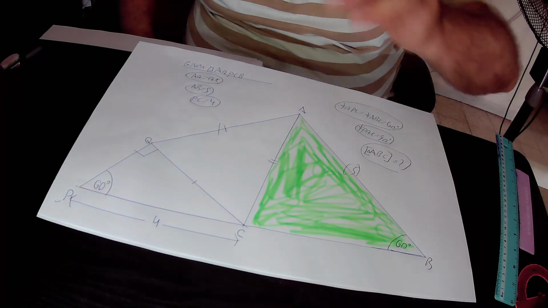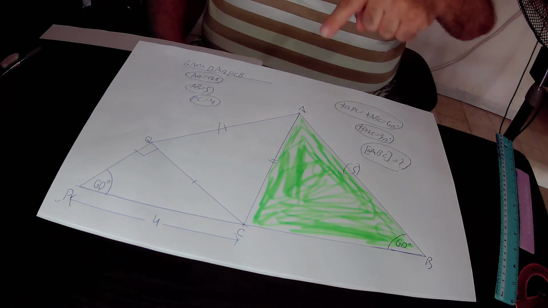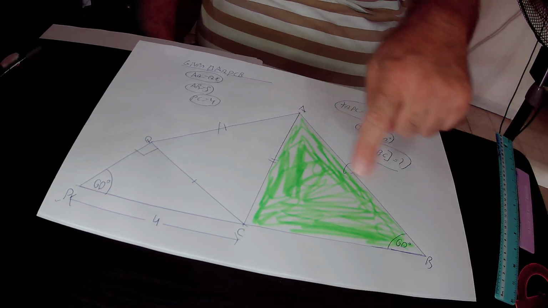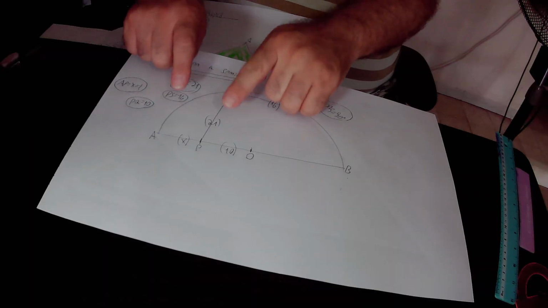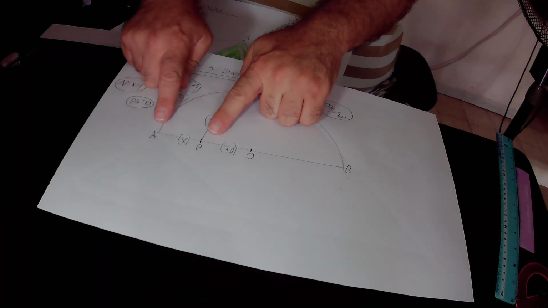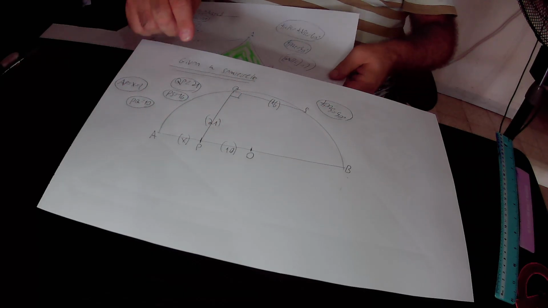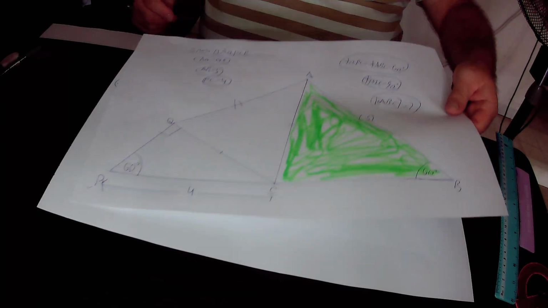And now in this lecture we'll answer two questions. The first question, we find out the area of this green triangle, triangle ABC. And in the second question, we find out the length of this line segment AP, which equals x. We have to find out the value of x. So we start with the first question.